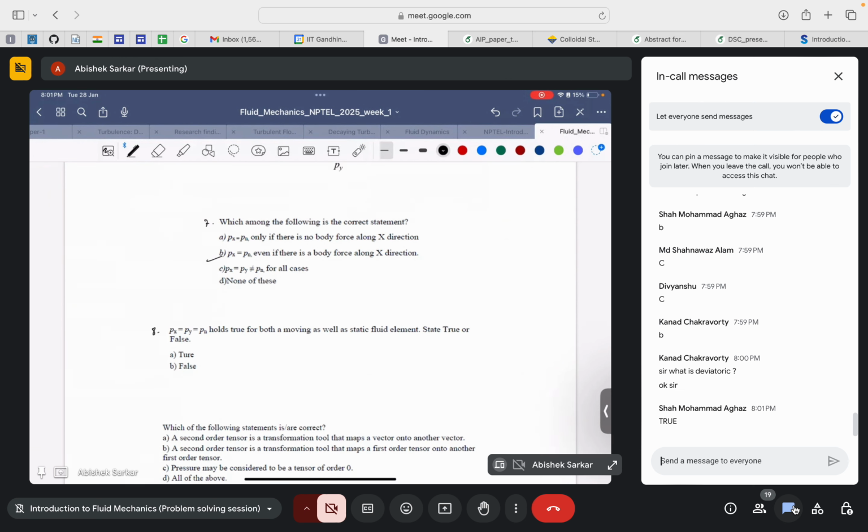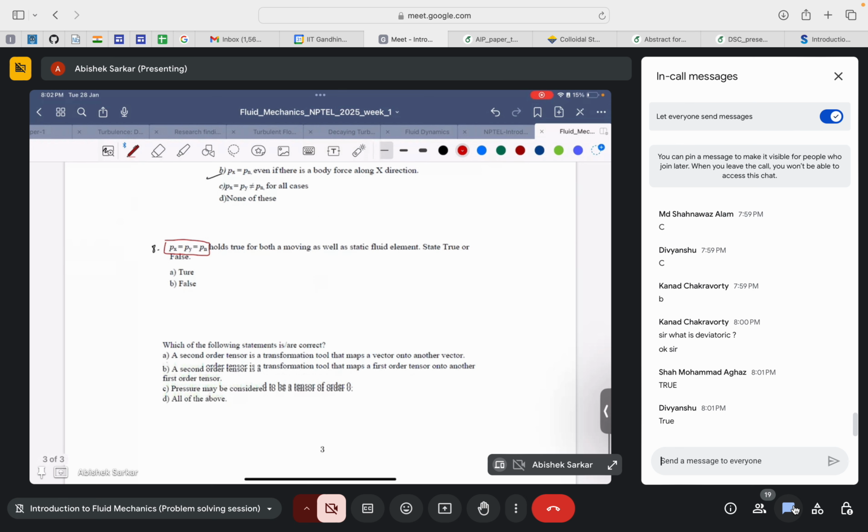Most of the time students get confused about this relation, which is also known as Pascal's law. If you go back to your elementary science books, they discuss Pascal's law, that pressure is transmitted equally in all directions. This Px equal to Py equal to Pn is valid for both static and moving fluid elements. Sometimes students get confused that this relation is only valid for static cases. That's not the case. It's valid for both static and moving fluid elements.